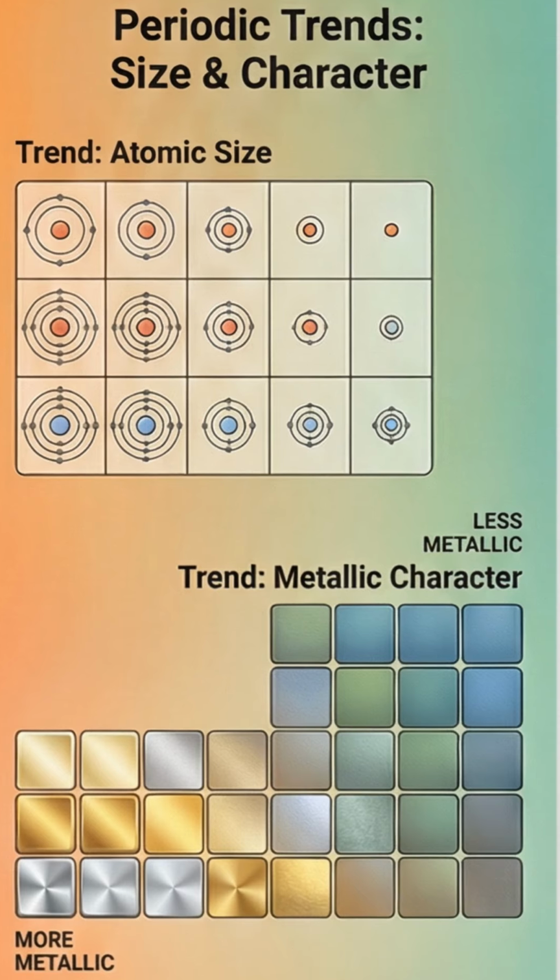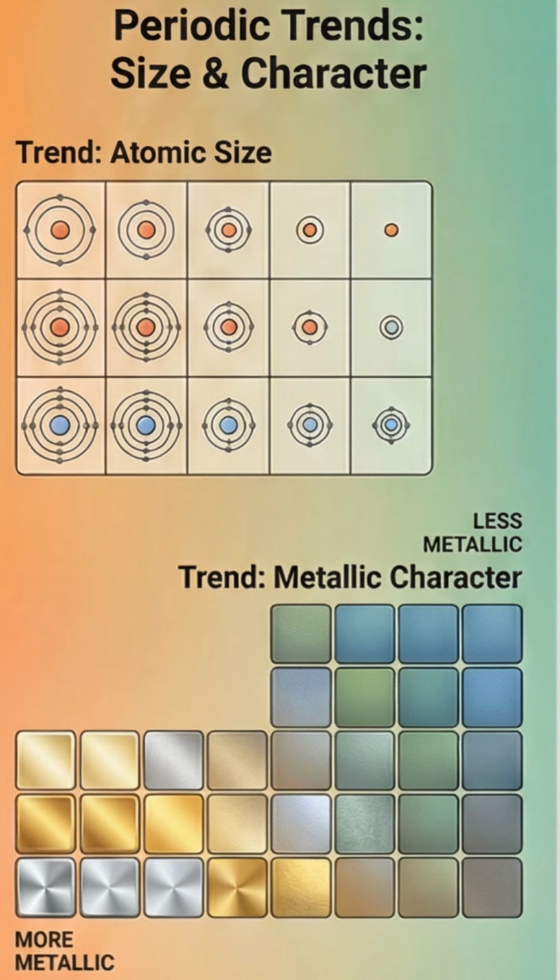Metallic character describes how strongly an element behaves like a typical metal, easily losing electrons, conducting electricity, and forming positive ions. This character increases down a group and toward the left side of the table. Nonmetals, found toward the upper right, are less metallic, tending instead to gain electrons and form negative ions or covalent bonds.